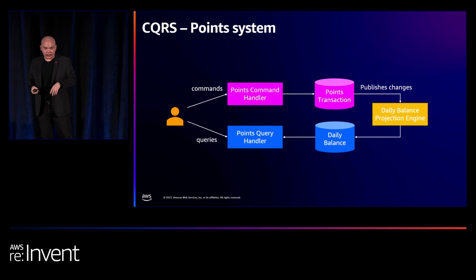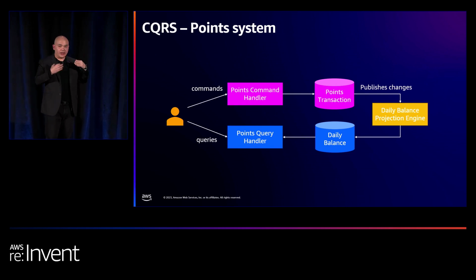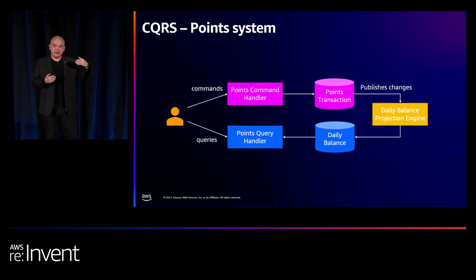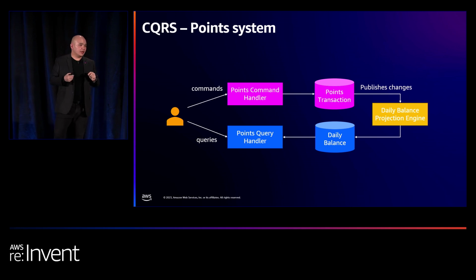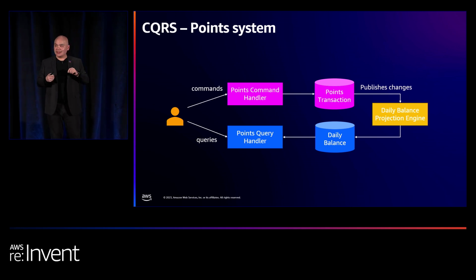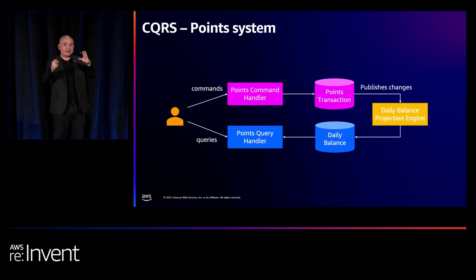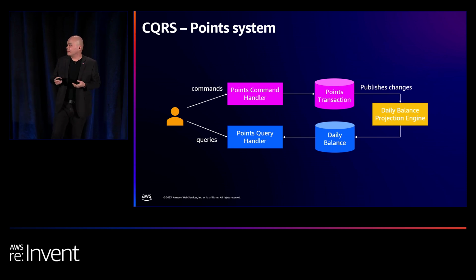So now let's see how it works on the point system. We're going to create the point command handlers and the point query handlers. The point command handler is going to receive the incoming request for the command, the point issuing transaction or the point redemption transaction, and then store it into the point transaction database. And after that, the event is going to be published and consumed by the projection engine. And then the projection engine is going to calculate the daily balance and insert or update it into the daily balance table. And at last, we're going to have the point query handler to select the daily balance from this table.